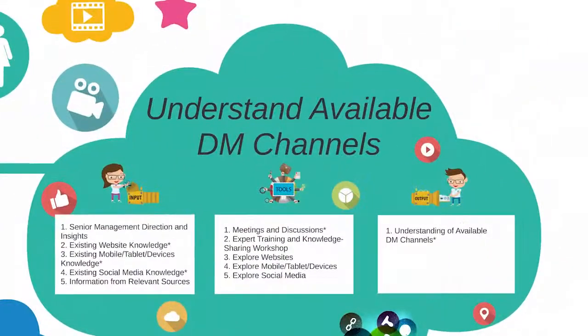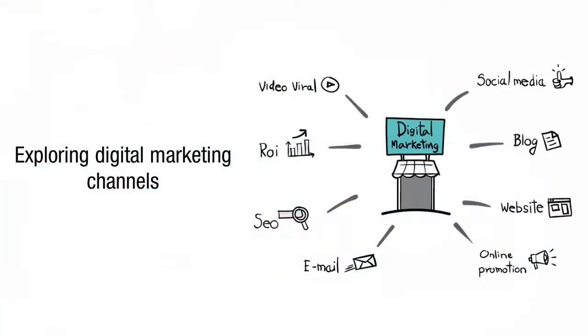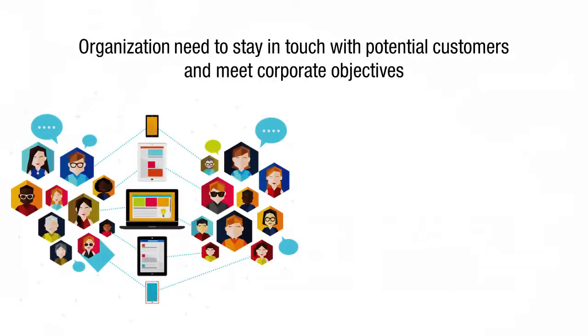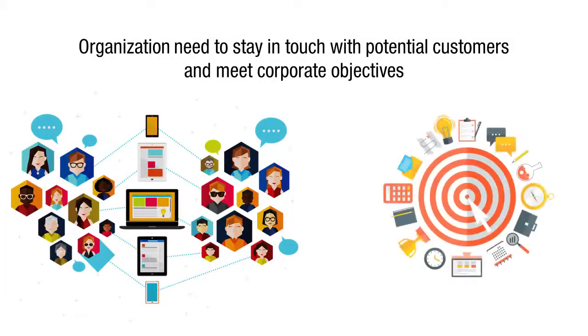Let's take a look at the various inputs, tools, and outputs of the Understand Available DM Channels process. This process involves exploring the various digital marketing channels that an organization can use to stay in touch with customers and potential customers in an effort to achieve corporate objectives.